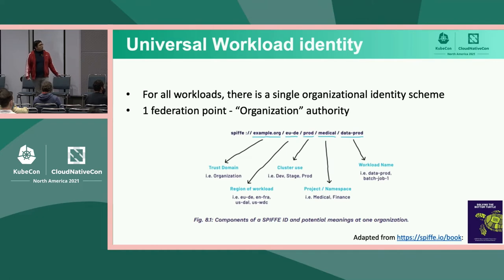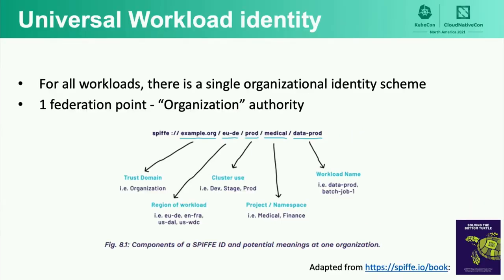So how do we do that with workloads? We say we want to have a universal, organization-wide workload identity. What this means is that first, I need to define an identity scheme for my entire organization. In this example, we take one from the SPIFFE book. It has the name of the organization, a region, maybe for compliance controls, whether it's dev, staging, or prod, and also the department or the project to which the workload belongs.